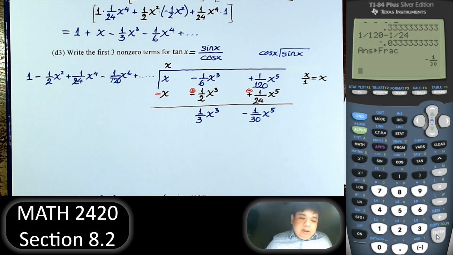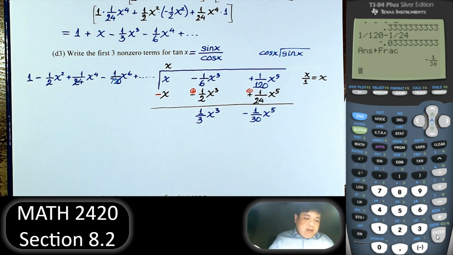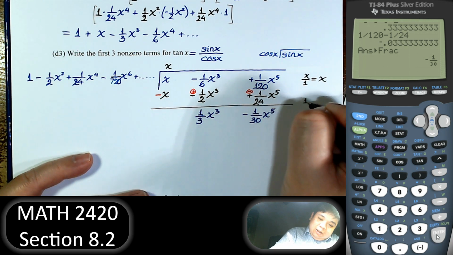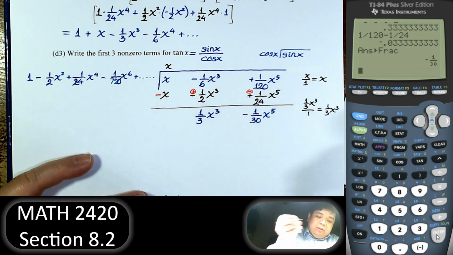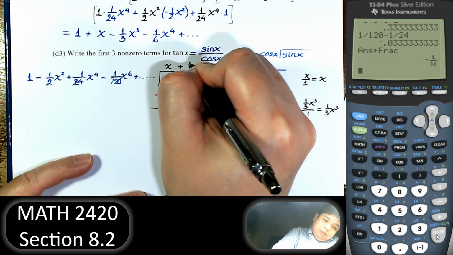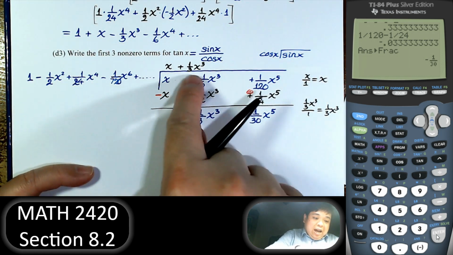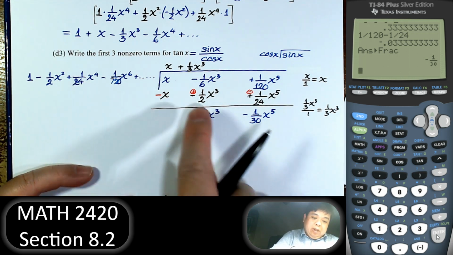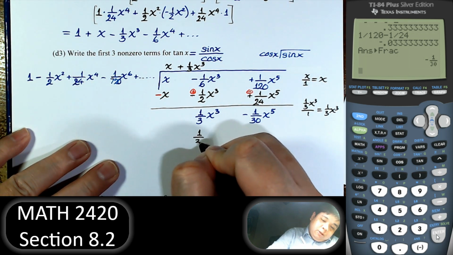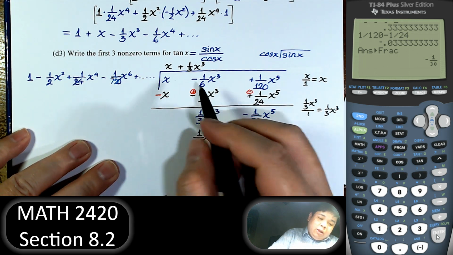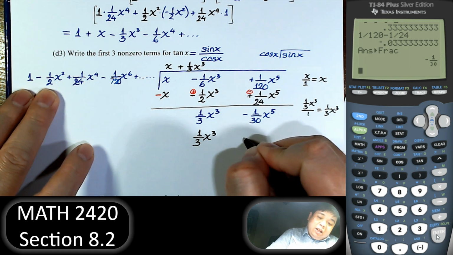Right. Next, divide the highest terms. 1/3 x cubed divided by 1. Of course, it's 1/3 x cubed. And I will take that, multiply the whole thing here, and write that below here. 1/3 x cubed times 1 is 1/3 x cubed. Multiply this 1/3 times negative 1/2 is negative 1/6.